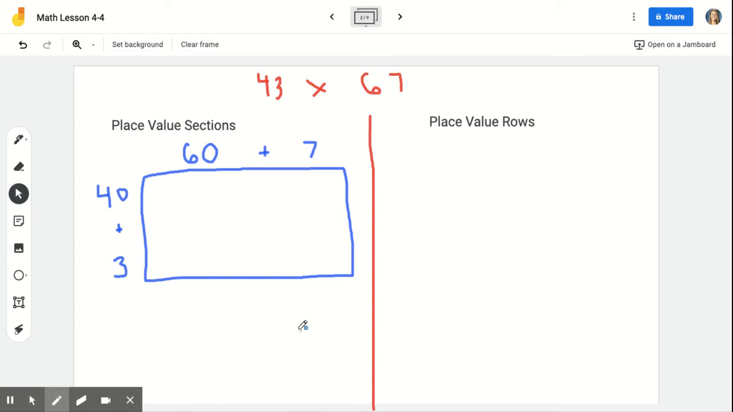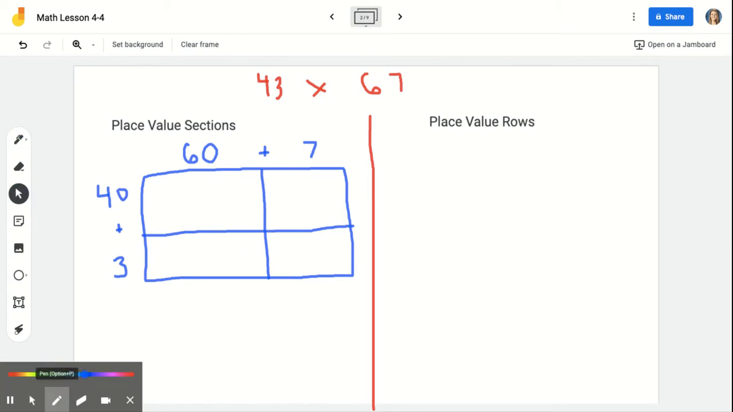All right. And now what I like to do is I like to find my addition symbols, and I like to split my place value sections according with the addition symbols. And now we have 4 different rectangular objects within our place value sections that we'll be solving partial products within each one. Okay, so let's get to it. Let's do some multiplication here. The first box over here, we're going to be multiplying 60 times 40.